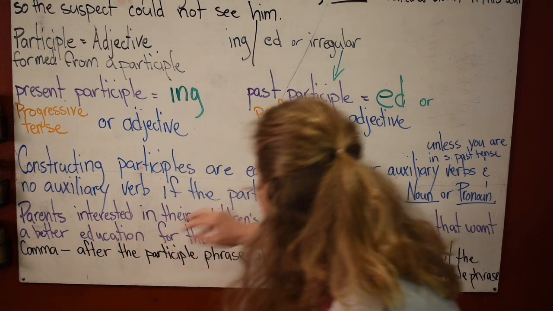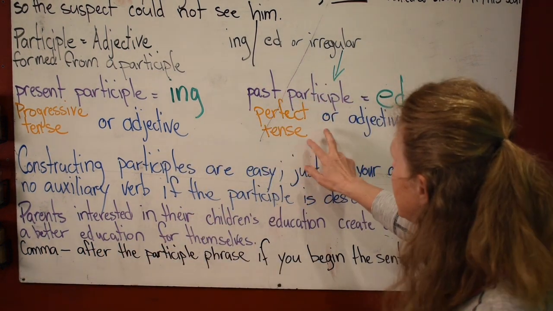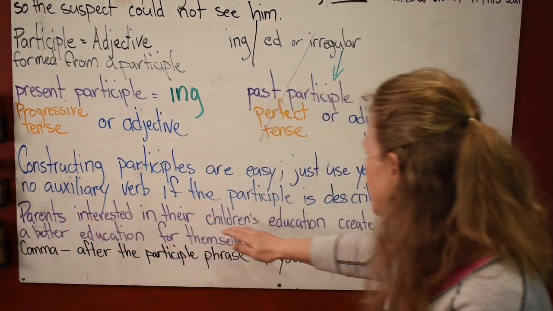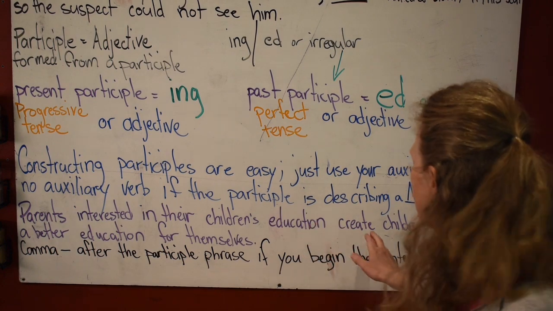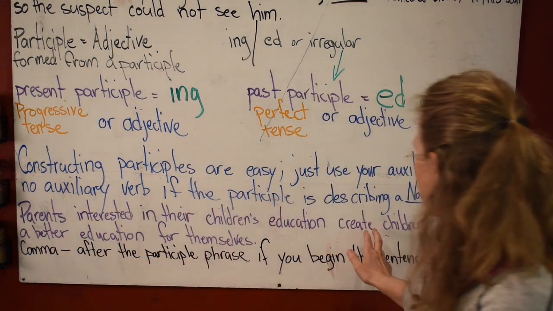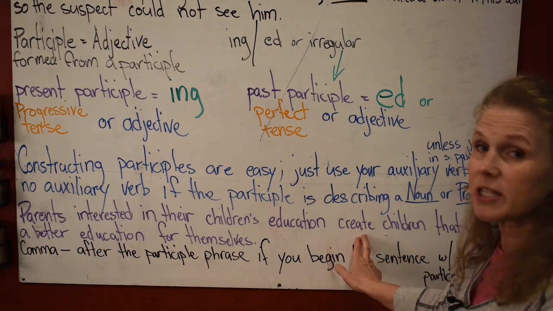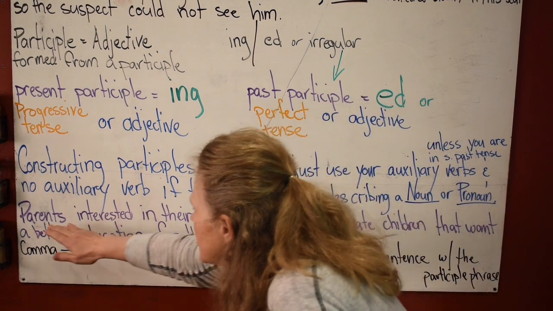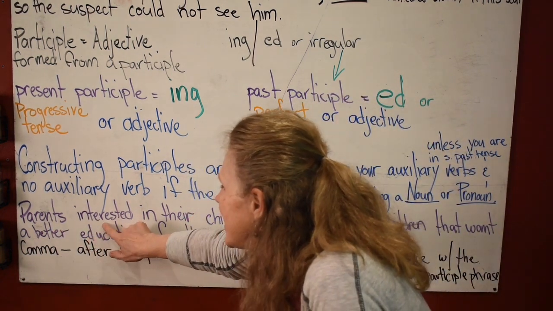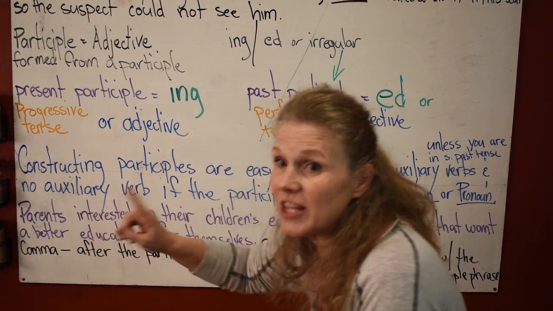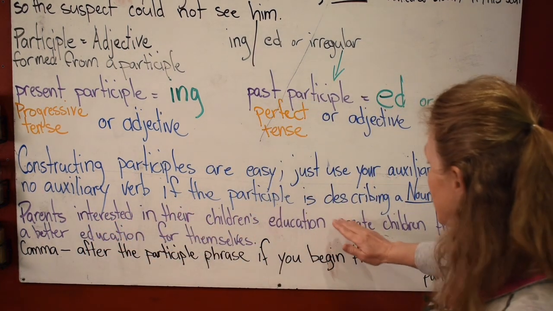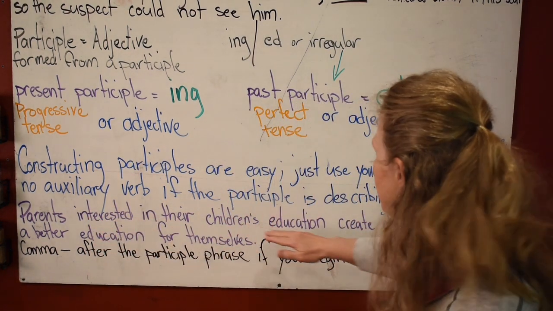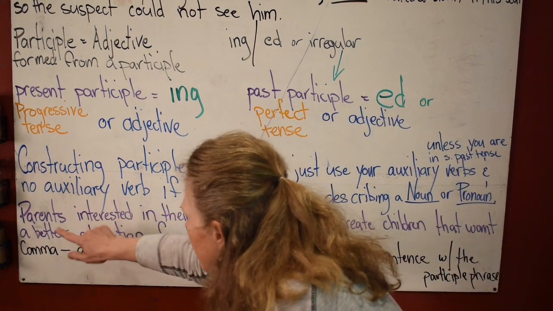Parents interested. This looks like the simple past tense ED, and it looks like parents interested in their children's education go together. But look, this parent actually goes to this verb. So you have to be really careful to understand. It looks like these two go together, but this right here is actually the adjective. This participle phrase is an adjective phrase describing parents.